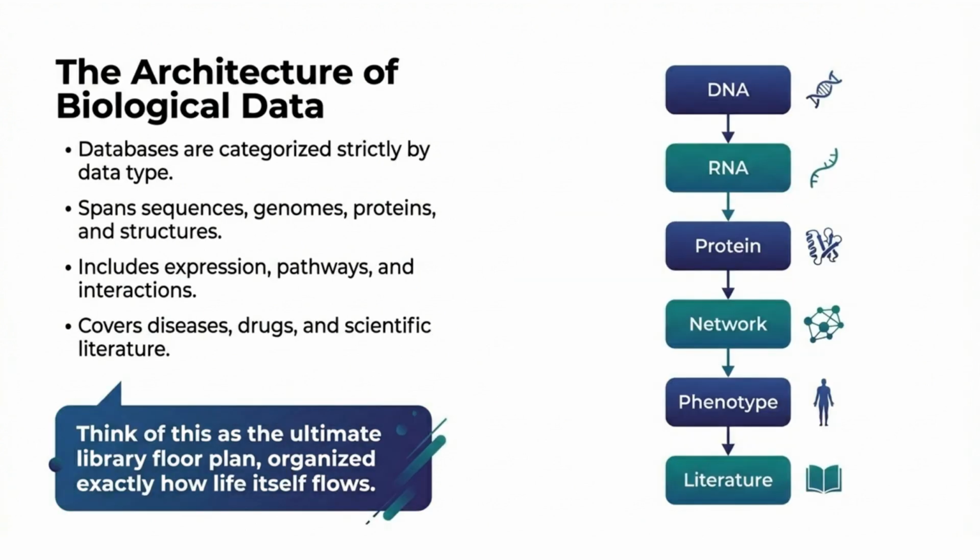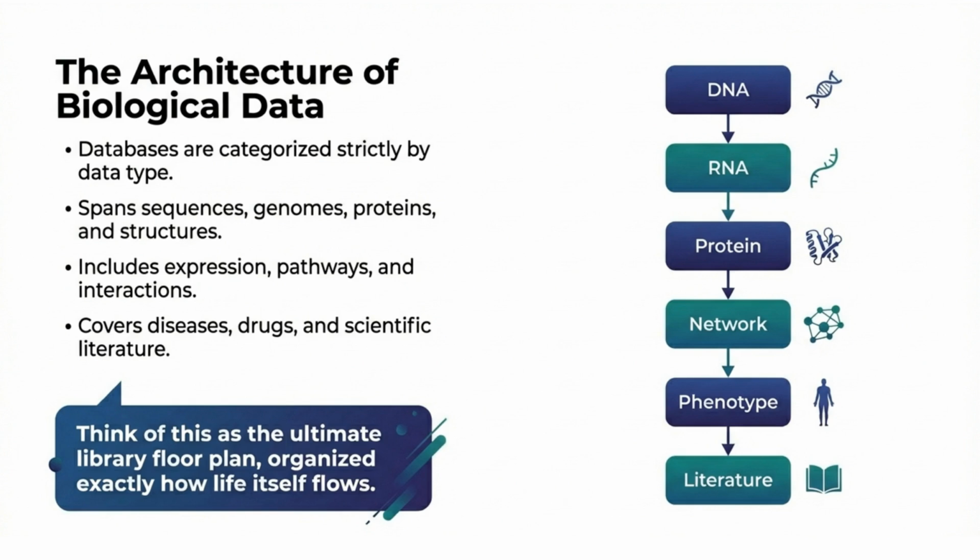Biological databases are often organized according to the flow of biological information. This follows the central dogma: DNA to RNA to protein, and then onward to phenotype, pathways, and disease. That structure makes sense because each layer answers a different type of biological question. DNA databases tell us about the genetic blueprint. RNA databases help us understand gene expression.